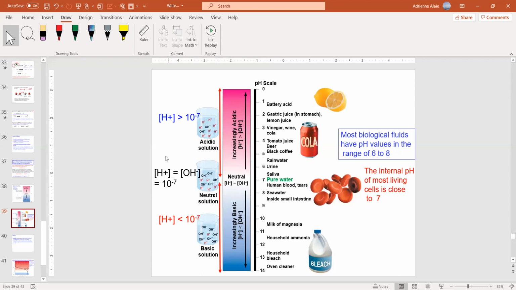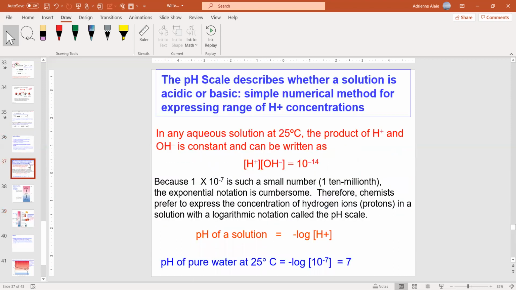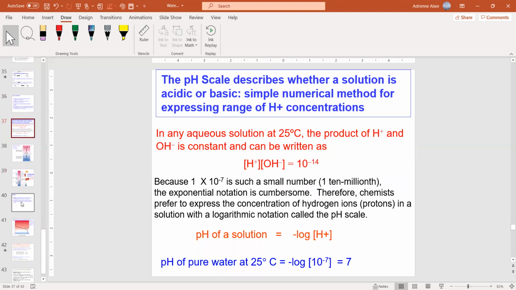Okay, so this sort of tries to put it all together. And remember what the pH scale is doing. It's describing whether a solution is acidic or basic, and it is a simple numerical method for expressing a range of concentrations. Okay, I'm getting to the end.